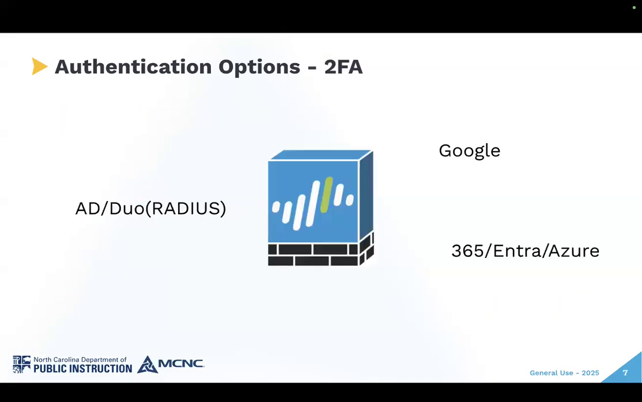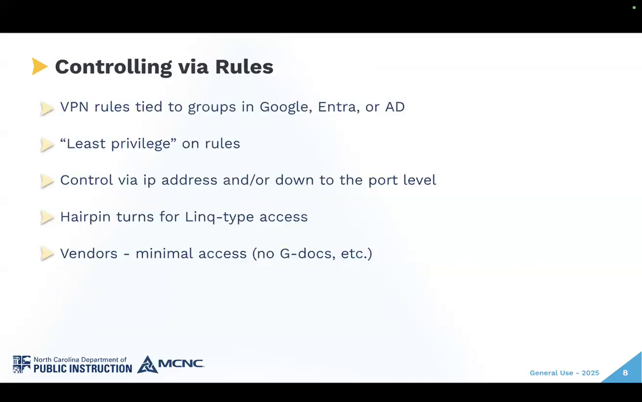And this basically shows graphically how you would have the Palo Alto. If you're talking to Google, it would be in the cloud. If you're talking to 365 Entra, it would be in the cloud. Whereas inside, you would have your Active Directory and Duo. So this just kind of shows you a screenshot of how that looks. Typically, you would want to have VPN rules tied to groups in Google, Entra, or AD. In other words, you're not going to give everybody access to everything. You're going to be fairly decisive to say the heating and air conditioning people need access to their stuff.